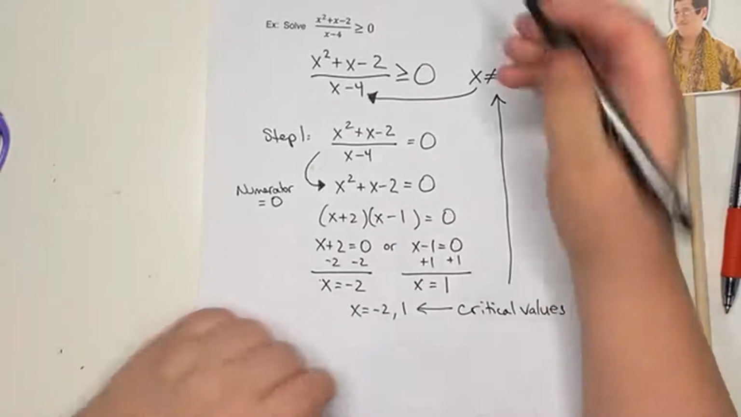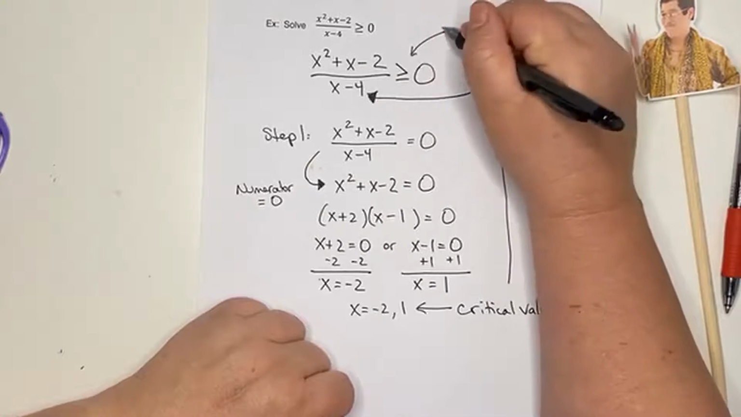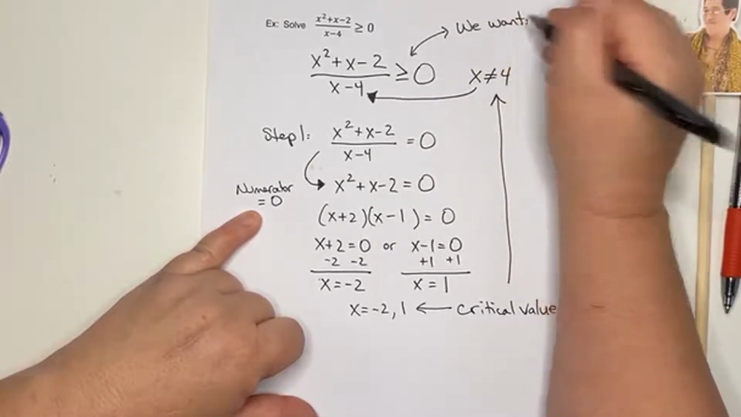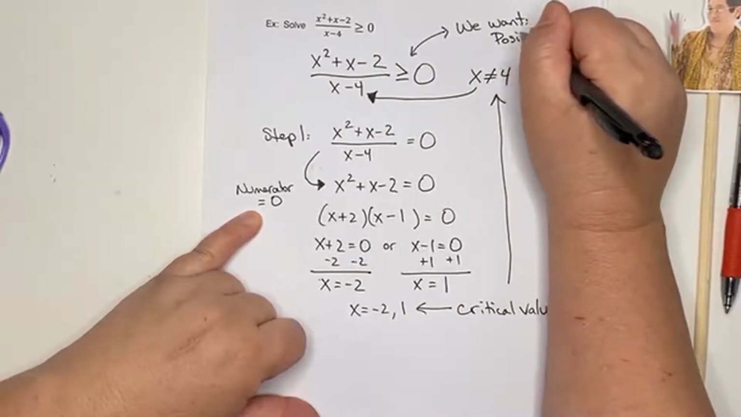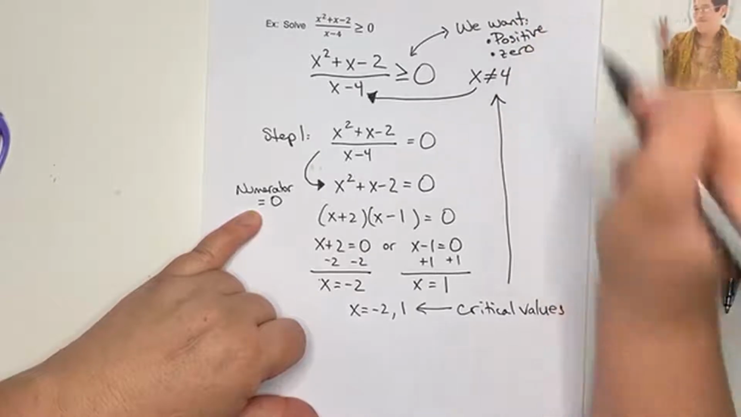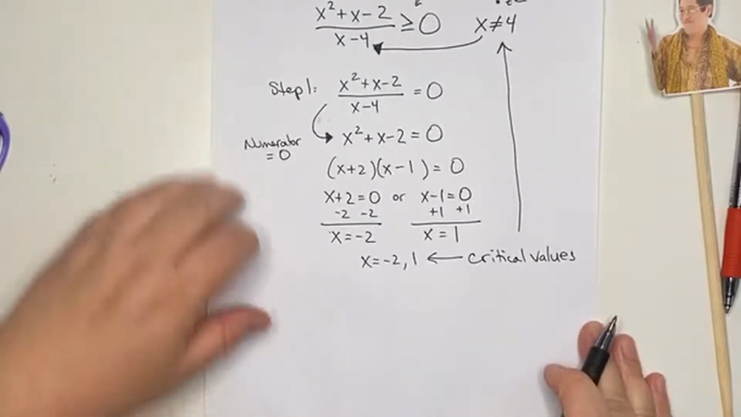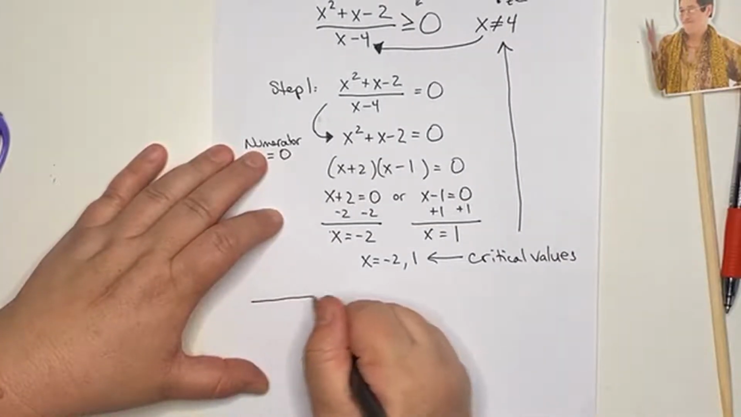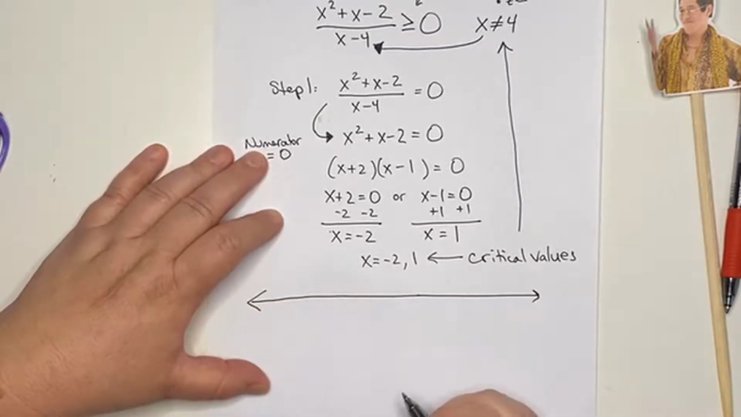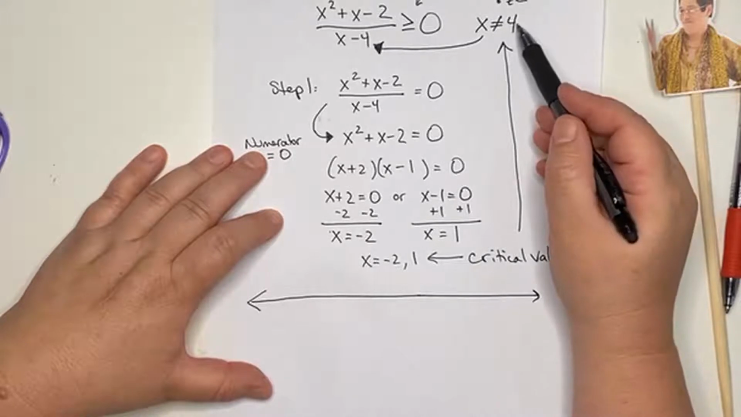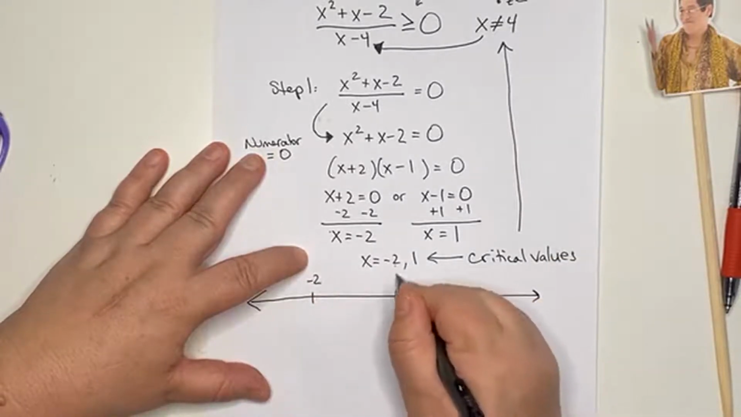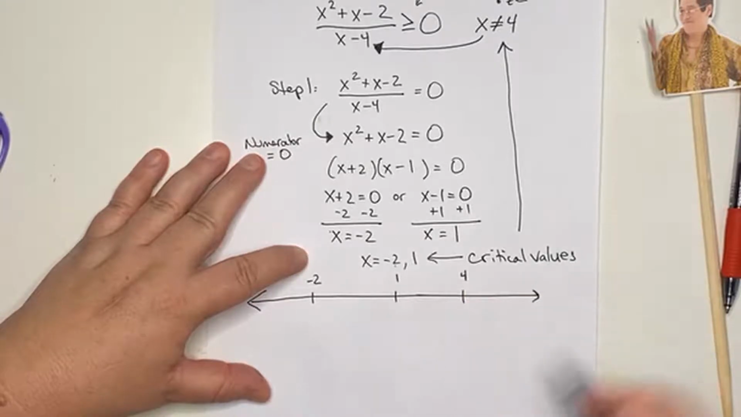Okay, and what are we looking for? We want positive, right, and 0. Okay, so let's set up our chart. That's a little exaggerated, but it'll give us room. So we want 4, negative 2, and 1. So there's negative 2, there's 1, there's 4.